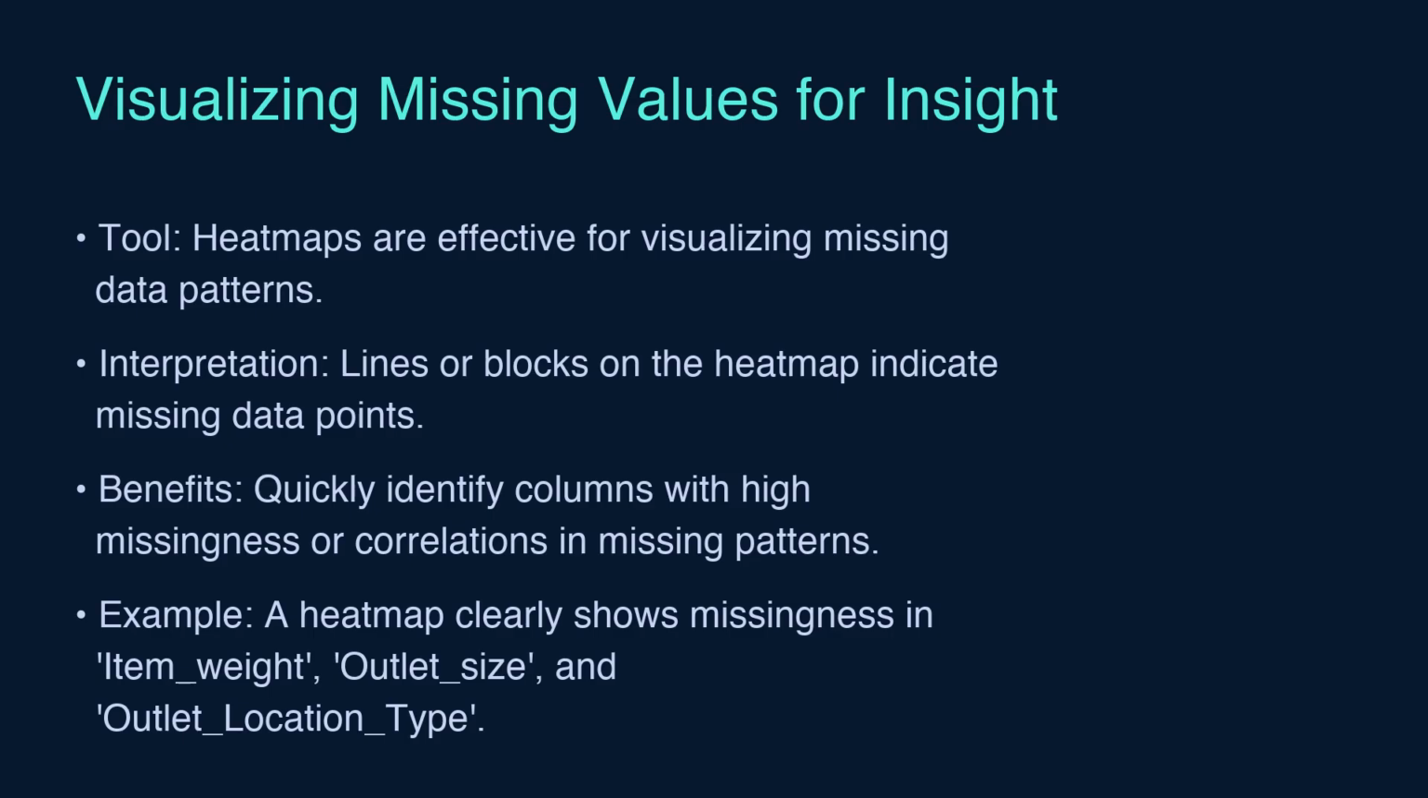For instance, in our Big Mart dataset, a heat map would visually confirm the presence of missing data in item_weight, outlet_size, and outlet_location_type. The distinct lines or blocks on the map corresponding to these variables immediately highlight the extent of their missingness. This visual cue is often more impactful than just numbers, helping us prioritize which columns need attention and potentially revealing if data is missing not at random, which could have implications for our imputation strategy.